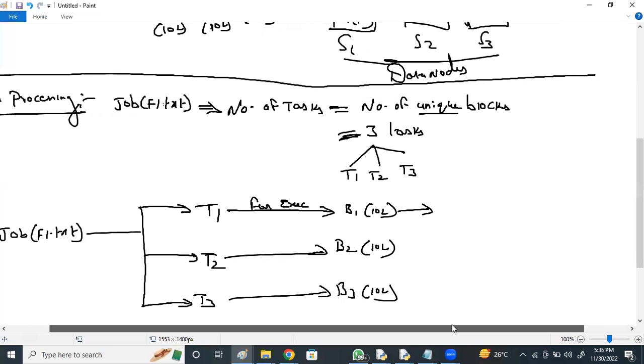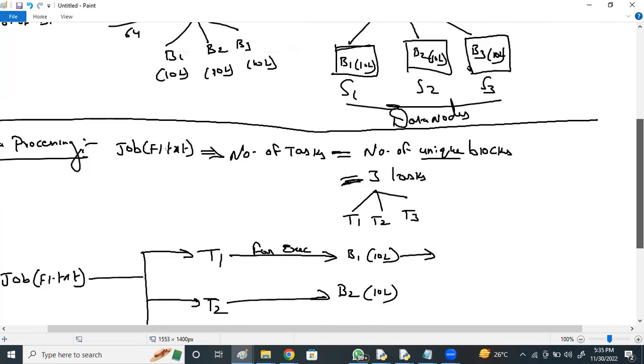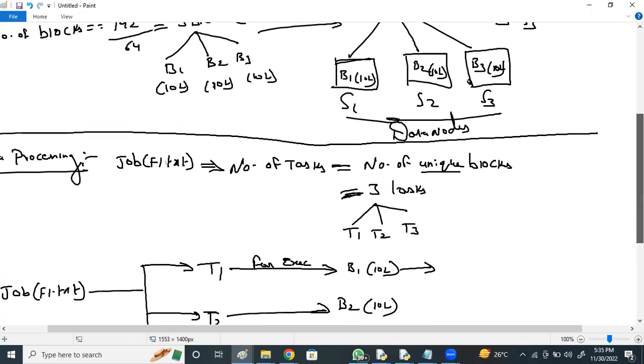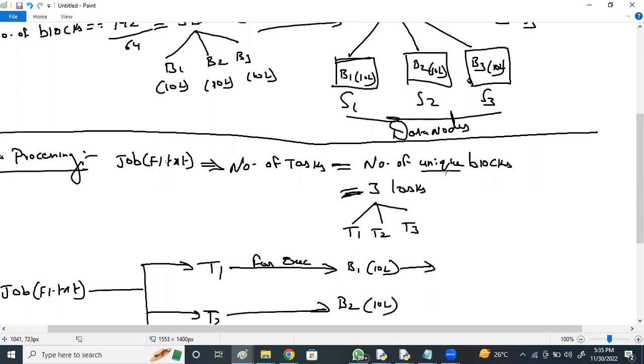Who should execute this T1 task? Which system or slave needs to execute it? The T1 task is for executing B1, and B1 is present in slave 1. So slave 1, or system 1, only needs to execute it. There is no other choice. Can S2 execute this B1 block? Can S2 execute B1?